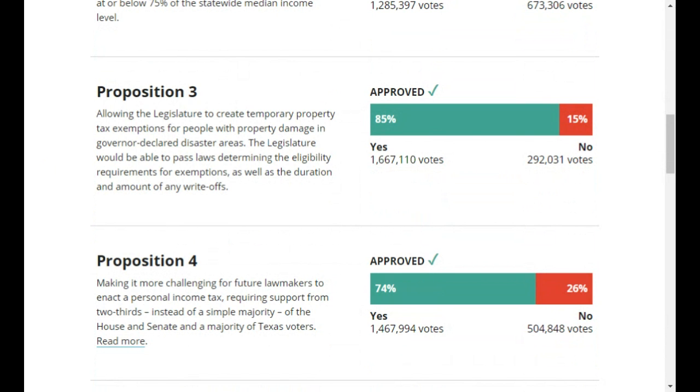need a 2/3 majority in the House, a 2/3 majority in the Senate, and a 2/3 majority vote by the people. They didn't make it impossible to create a state income tax, but they've made it much, much harder. So it's not impossible, it's just going to be very hard for the state to actually pass a state income tax in the future.